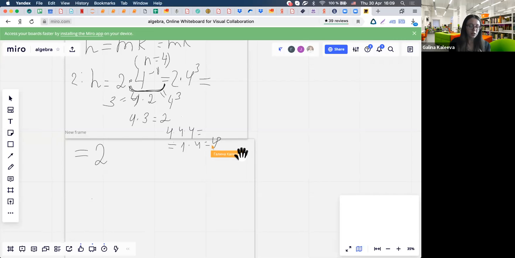So we have to multiply this 2 to 4 to the minus first power, which is also 4, yeah? And this equals 8, which is 3 modulo 5, yeah? So the first number of our secret message is 3. Is it clear?